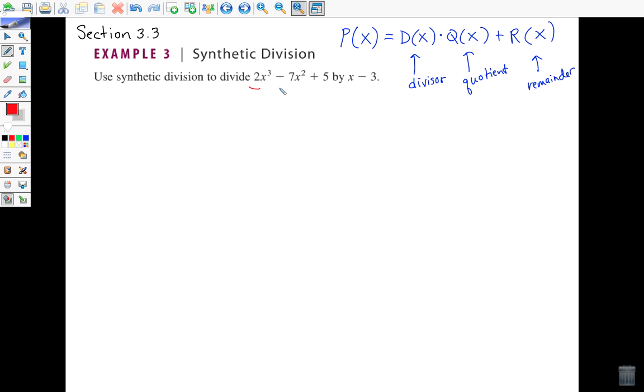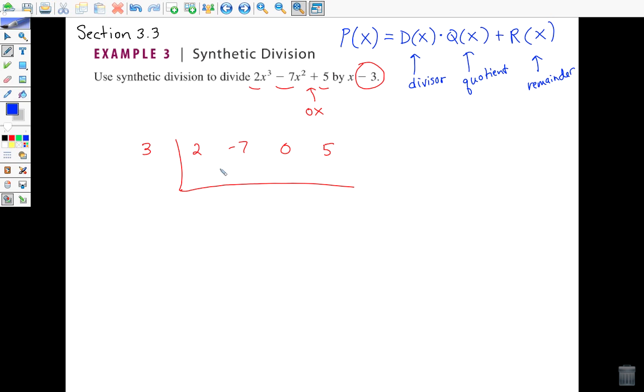So I have 2, -7. Notice that there is no x term. And then my constant is 5. So I'm going to write down the coefficients. Okay, and we want to divide by x minus 3. So we're actually going to take the opposite of this, because if x minus 3 is a factor, that means that positive 3 would be a 0. So we're going to use positive 3. So this is how we set up our synthetic division. Coefficients, and then the opposite of this right here.